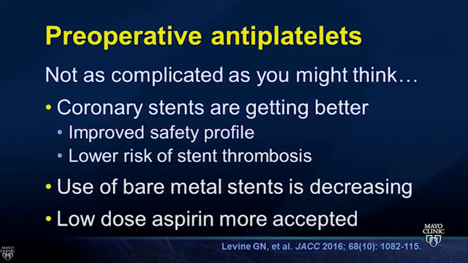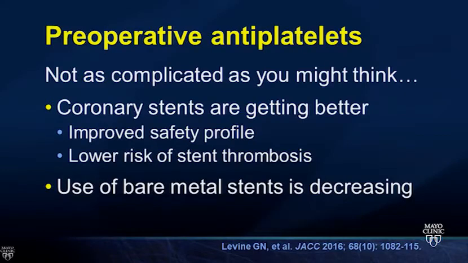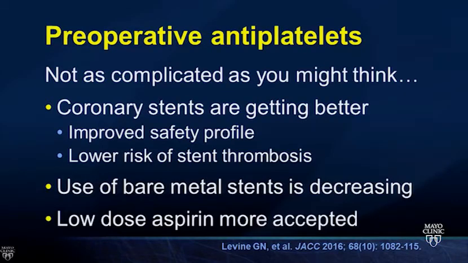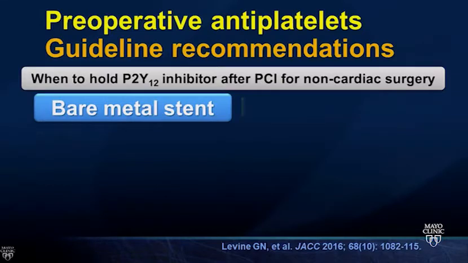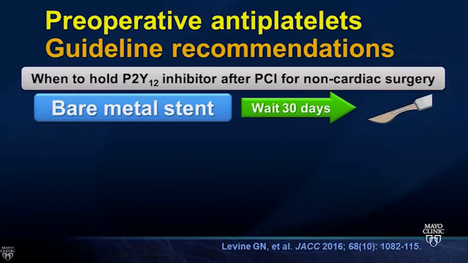Furthermore, low-dose aspirin, 75 to 100 or typically 81 milligrams a day here in the US, is becoming more accepted. It has lower bleeding risks. And for these reasons, how to manage antiplatelet therapy in the perioperative setting is actually not as complicated as you might think. We have recent guidelines published in 2016 on when to hold a P2Y12 inhibitor. This is things like your clopidogrel, your prasugrel, after PCI for non-cardiac surgery. If the patient had a bare metal stent placed, you can wait 30 days, and then class 1 indication, you can stop the P2Y12 inhibitor and send the patient to the operating room.